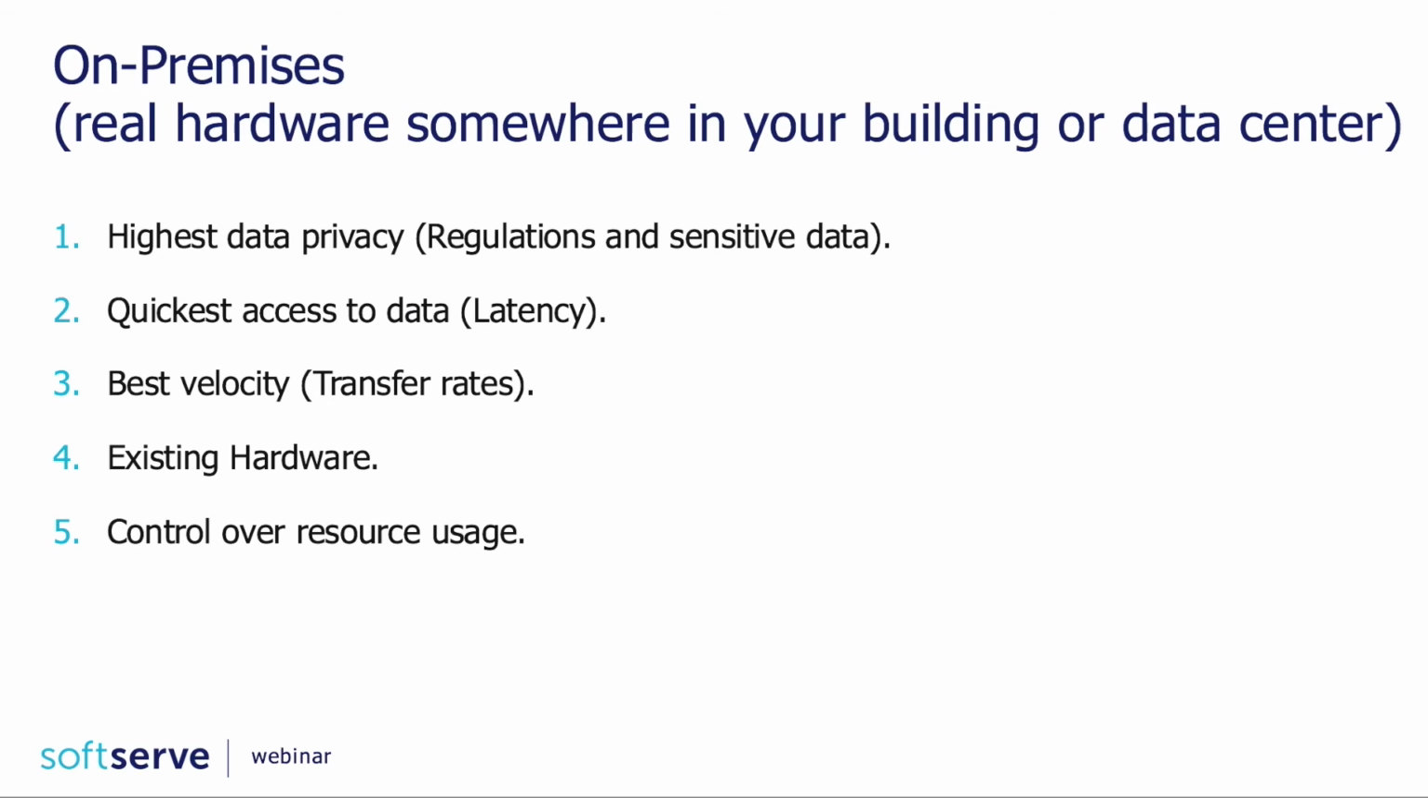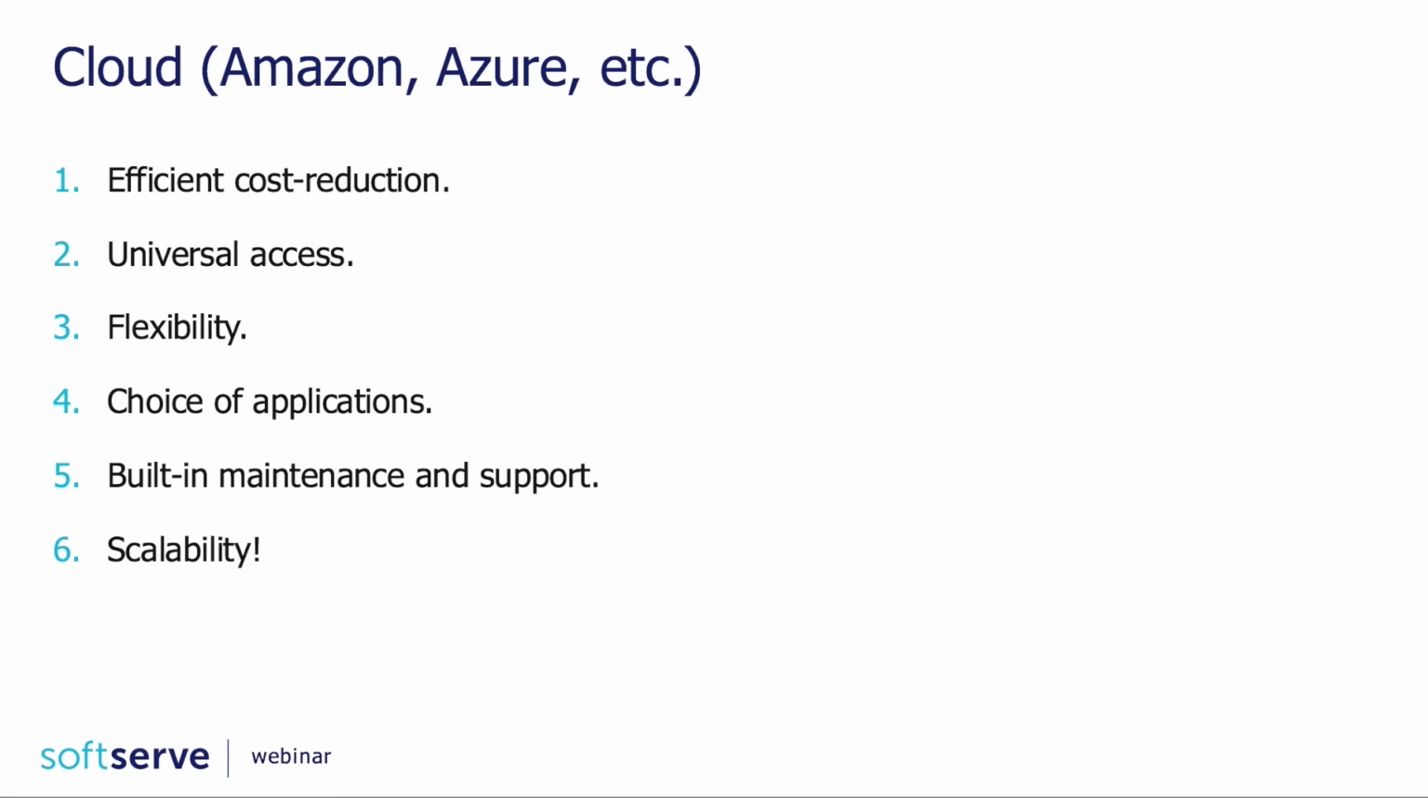Plus, you want to have the best control over resource usage, because if it's your hardware, then probably nobody else will connect to this server and run something else apart from you, even if you don't know about it, right? While the benefits of cloud are cost efficiency, universal access, and a huge choice of application operating systems, and you don't need to spend effort on supporting it, and of course the scalability, because you probably will not be able to buy new on-premise hardware as fast as you can get it in cloud.